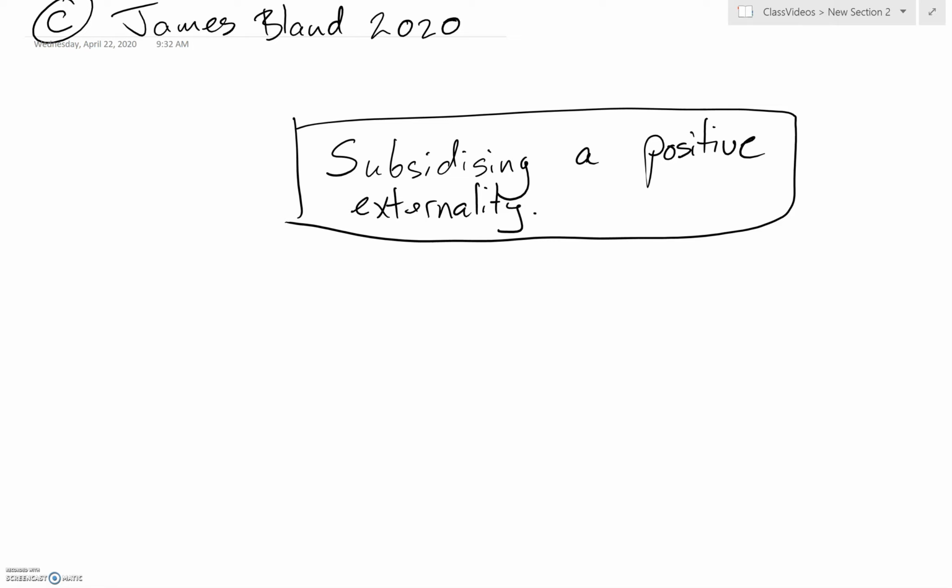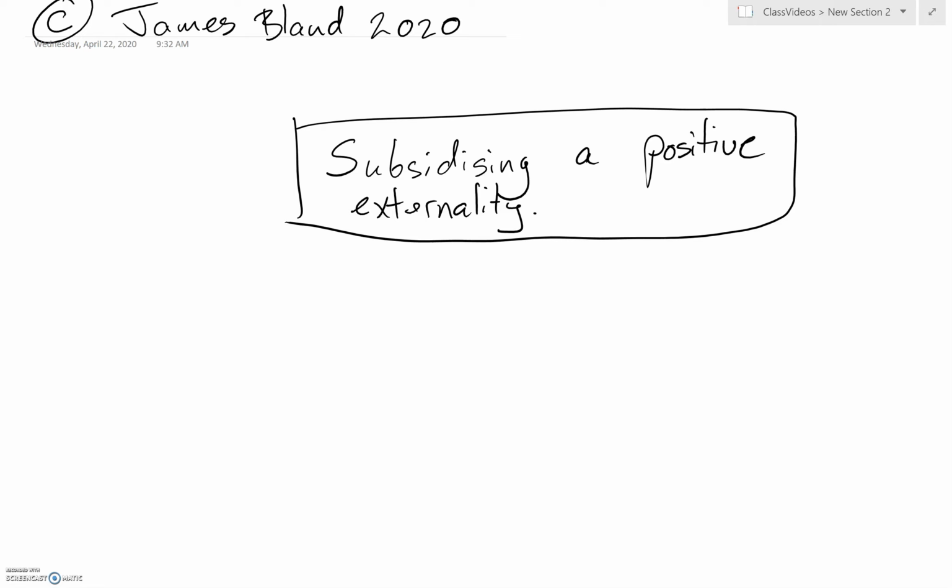Today I'm going to be teaching you about subsidizing a positive externality. In the previous class I showed you that the government could correct a negative externality by taxing the market by the value of the external cost, right? This essentially made sellers internalize the external cost, so sellers are paying attention to this additional cost that the trade is imposing on a third party.